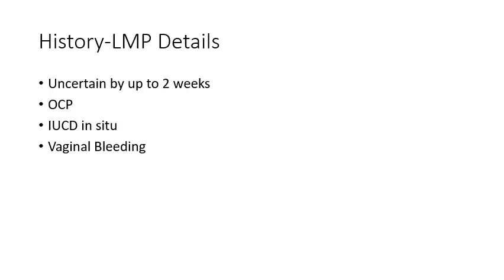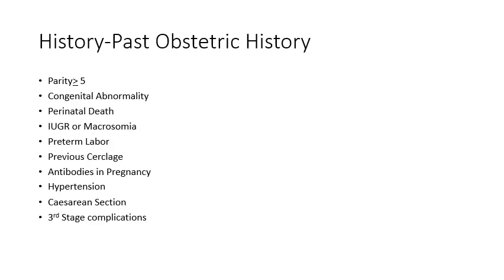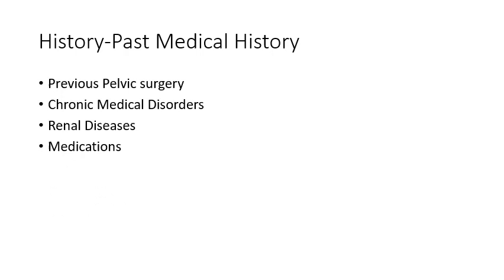You want to take the last menstrual period. Usually they are assessed by up to 2 weeks. You want to take a history of oral contraceptive use, presence of intrauterine copper device in situ, vaginal bleeding, past obstetric history. Parity greater than 5 is what we call grand multiparity. Congenital abnormalities, perinatal death, IUGR, macrosomia, preterm labor, previous cerclage, antibodies in pregnancy, hypertension, cesarean section, any third stage complications. These are things you should assess while taking your past obstetric history.